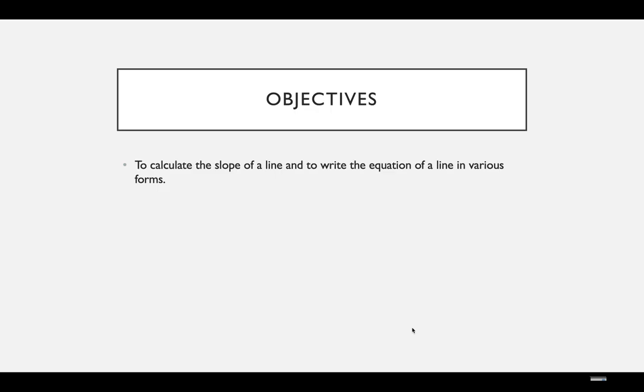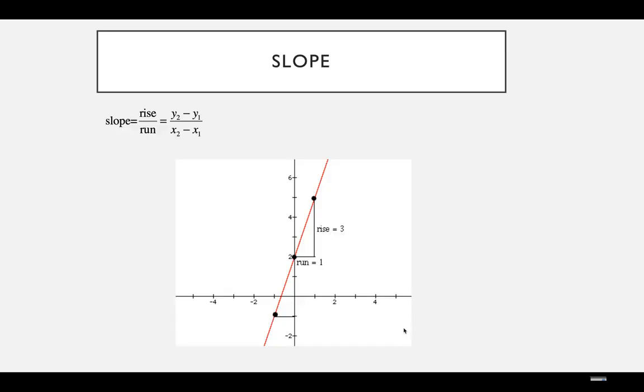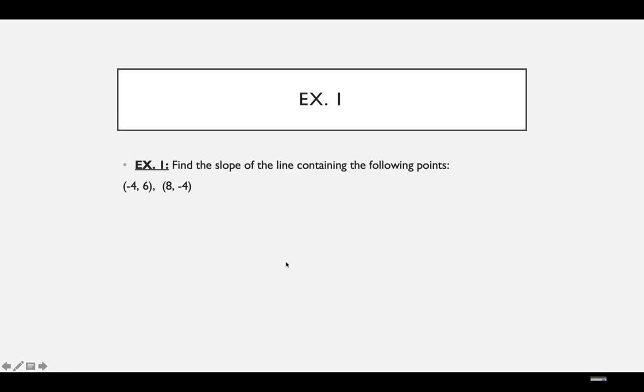So we're going to review how to find the slope of a line and also talk about writing and graphing the equations of lines in various forms. All right, so if you'll recall, the slope is rise over run. As you can see on this picture here, the rise is the change in the y values, the vertical change, and the run is the change in the x values, the horizontal change.